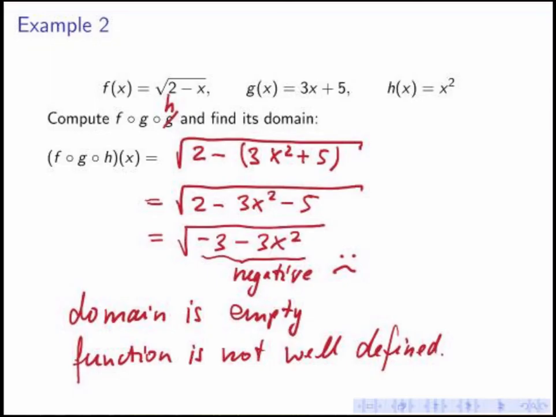So see where we started. We started with the functions f, g, and h. They all look like normal functions, which we use all the time. However, if you have a funny combination of these functions, you might actually get something which doesn't make sense.